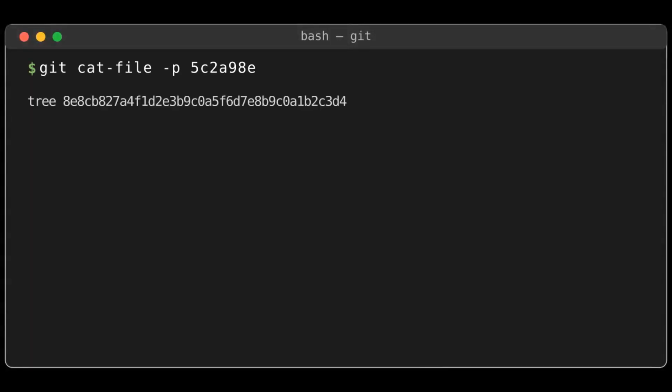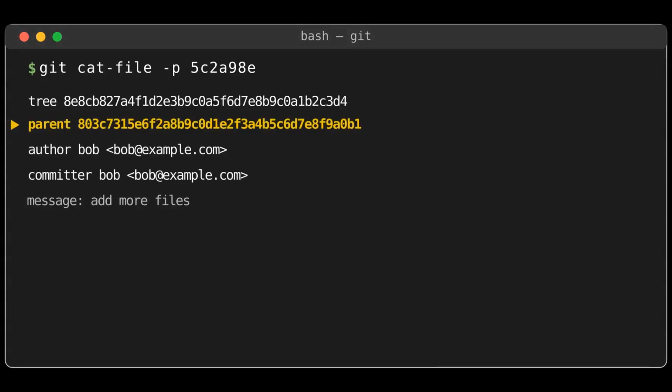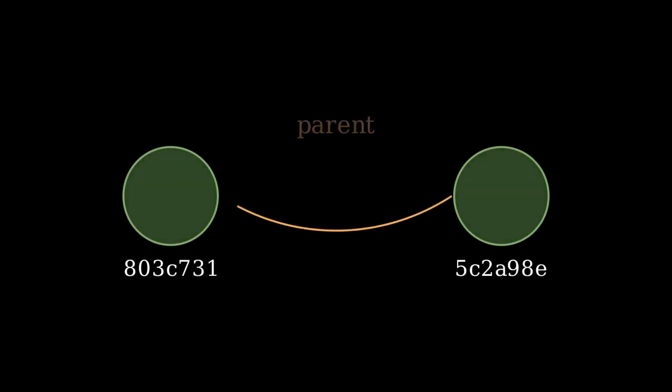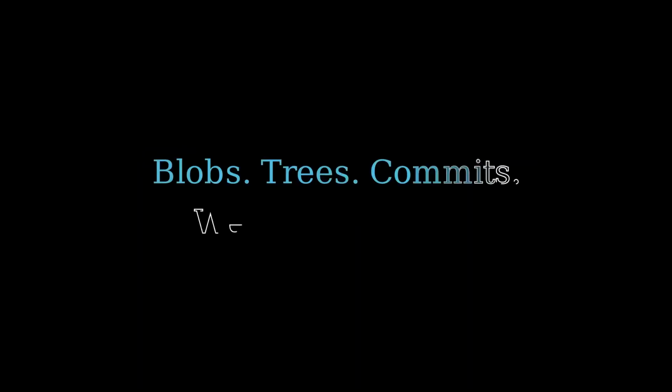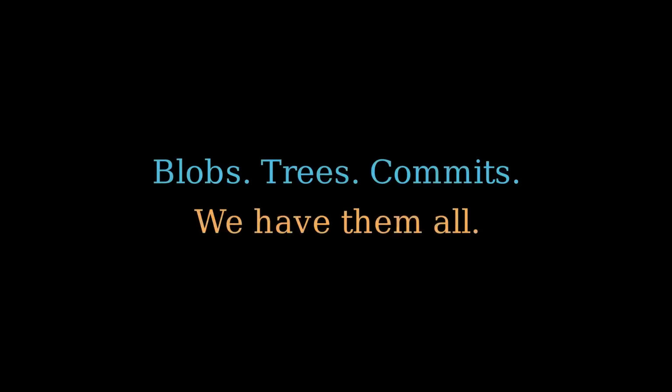5c2a. Same fields but 1 new line. Parent 803c. The second commit knows about the first. By hash. 2 commits. Connected by parent. The newer one points back. Git's history is a linked list of trees. Pointing backward. Blobs, trees, commits. We have all 3. Now the full picture. How they fit. Coming next.